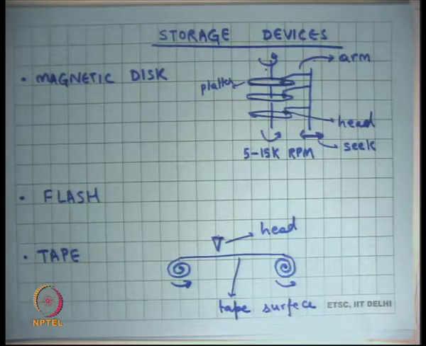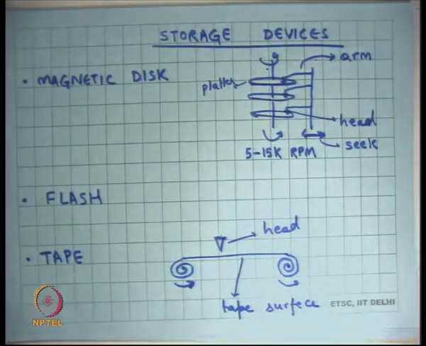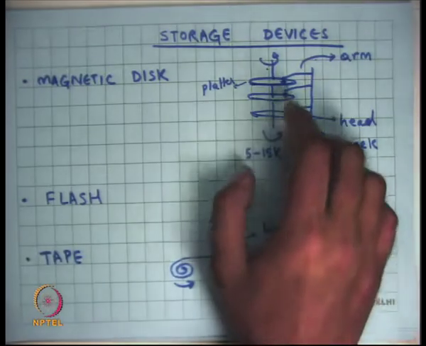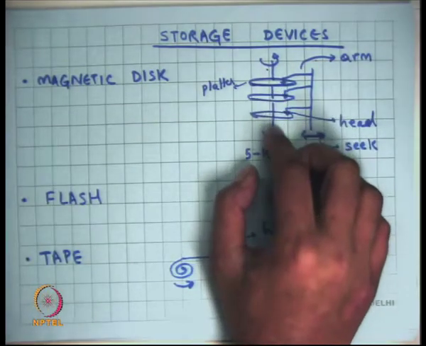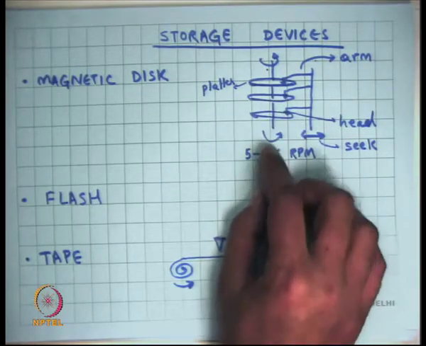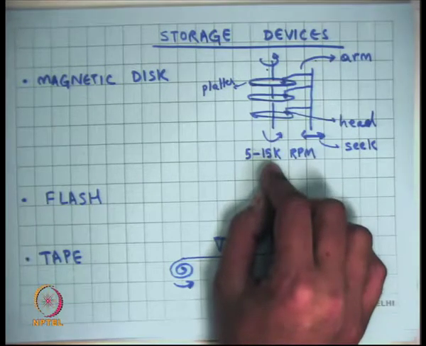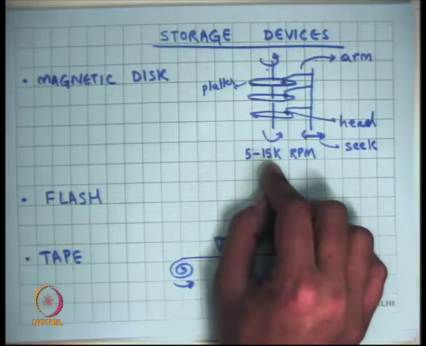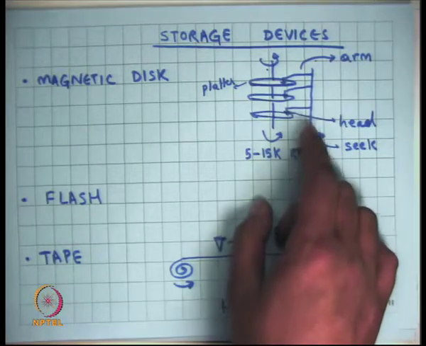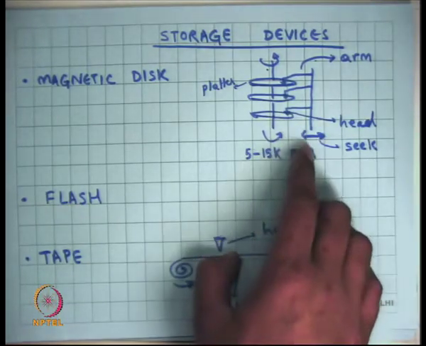Predominantly there are three types of storage devices. In fact, the magnetic disk is by far the most popular storage device, and we have already seen it. It basically has platters on a spindle, and the spindle rotates at some speed, typically 5 to 15,000 RPM. There's an actuator arm which has multiple heads that are reading this data off the platters.